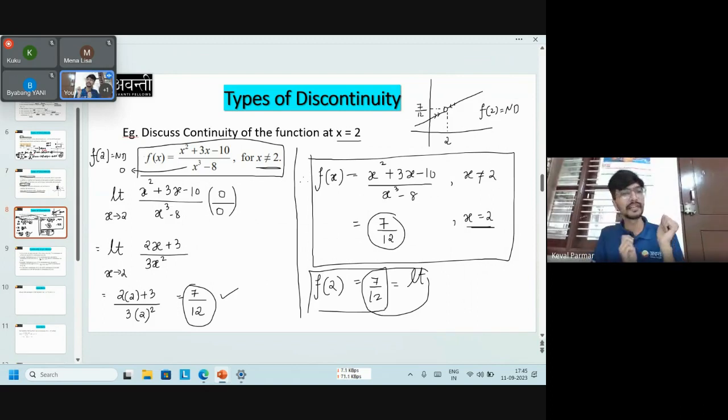So how do we redefine the function? We just have to do one thing. We just have to write the functional value equal to the limiting value. That's what we did here. I found the limiting value, and I wrote the functional value as the limiting value. Simple. Is it clear now? I hope it is clear.